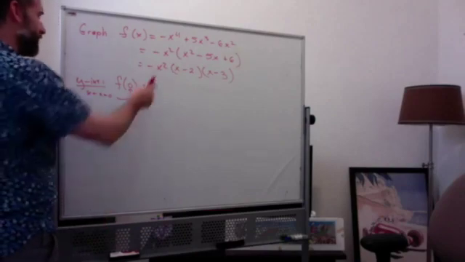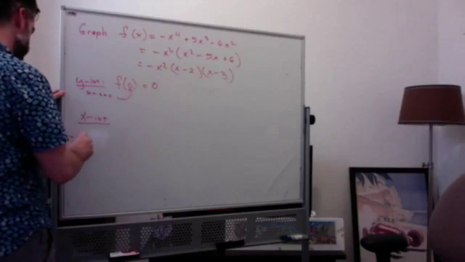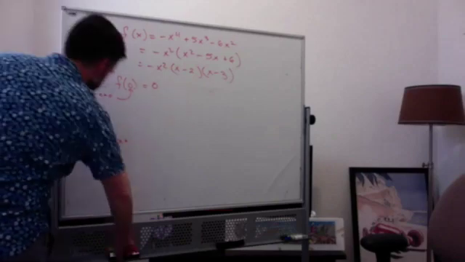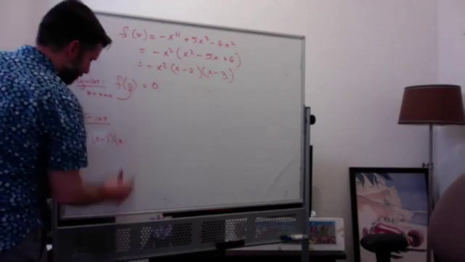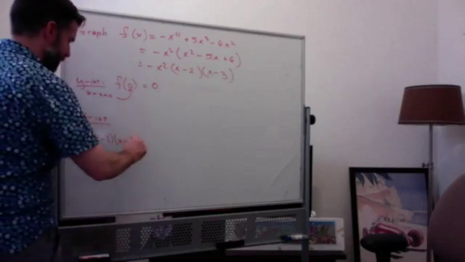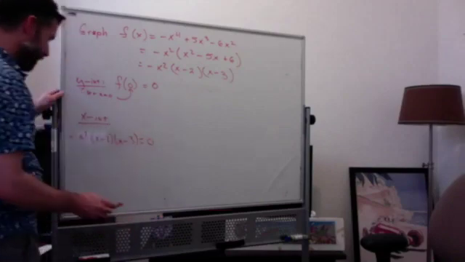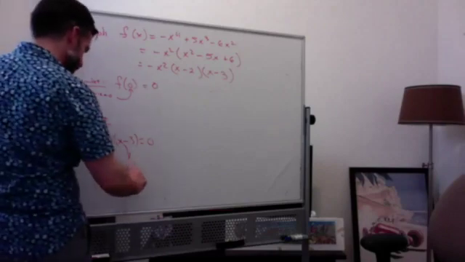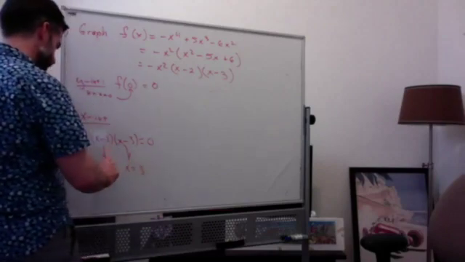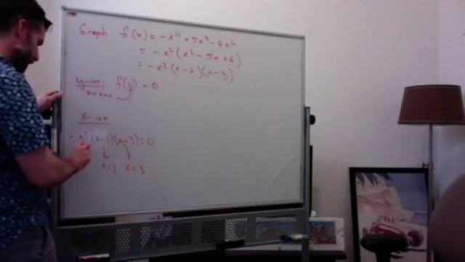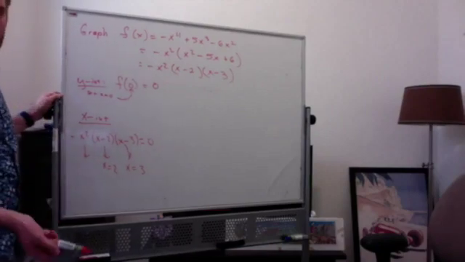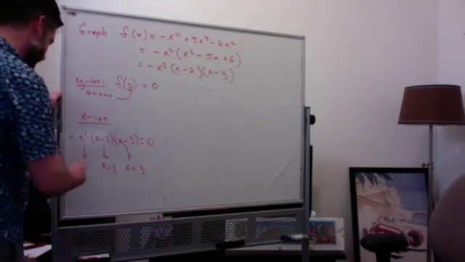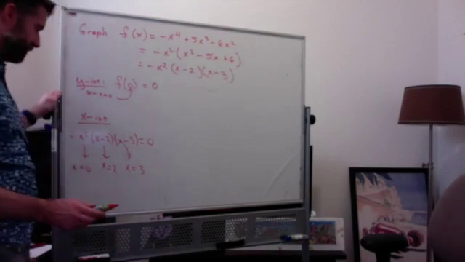So for the x-intercepts, we're setting this equal to 0. So negative x squared times x minus 2 times x minus 3 equals 0. And I'm just going to say x equals 3, x equals 2. And here you could write x squared equal to 0, but we know really just the inside part has to be 0. So I'm just going to get x equal to 0 here.